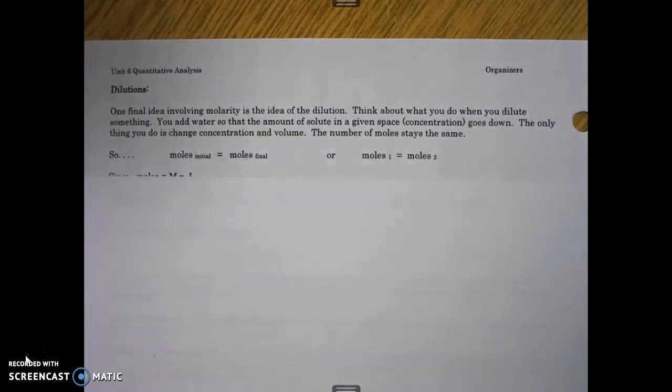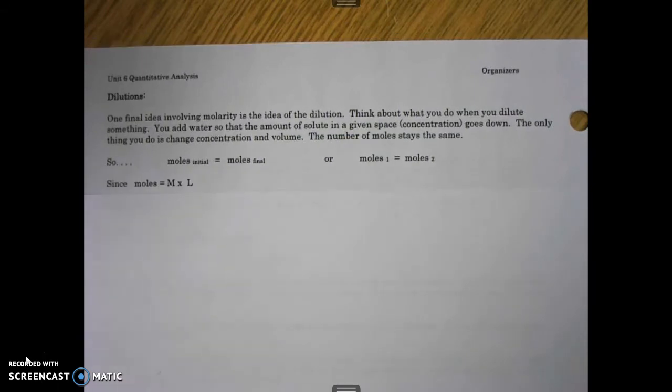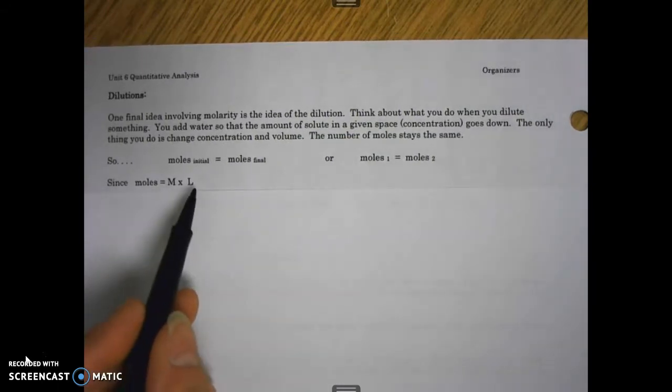Oftentimes we think about that in 2 different situations. And I want you to remember that moles is equal to molarity times liters.